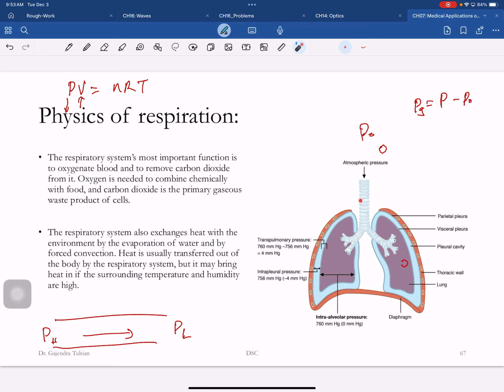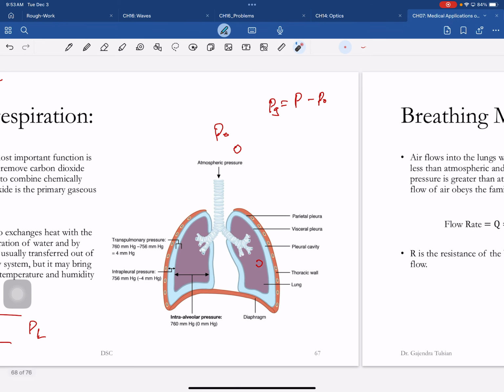Now when you want to breathe in, you expand the space by lowering the diaphragm. This pressure decreases, and then that pressure goes negative. Plus 4 minus 6, let's say, it becomes minus 2, and air will start moving. All right, so I'm going to show that to you in a different slide. I hope you guys understood that.